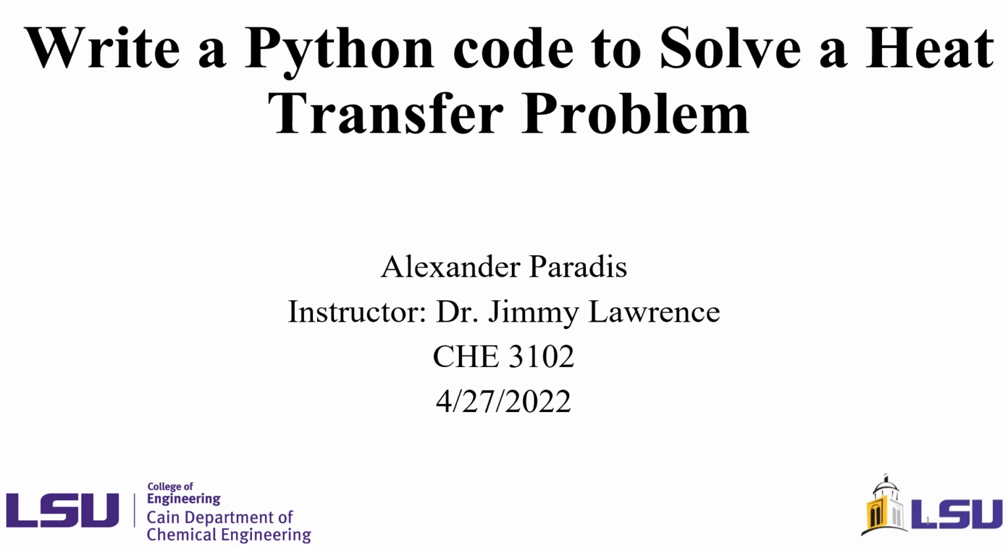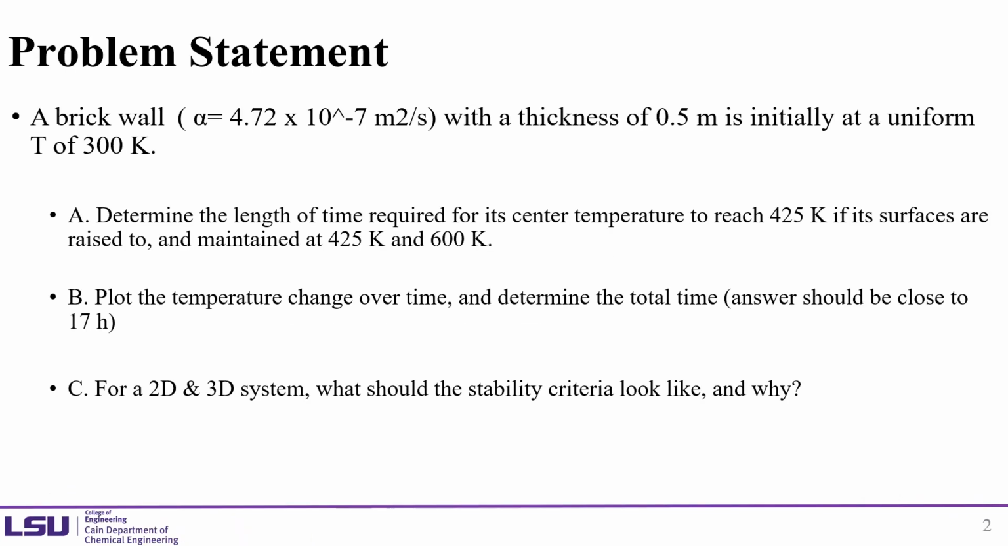I'm Alex Paradis, and my presentation is on writing a Python code to solve a given heat transfer problem. The problem statement for this bonus assignment is a brick wall with a thermal diffusivity of 4.72 times 10 to the negative 7 meters squared per second with a thickness of 0.5 meters, initially at a uniform temperature of 300 Kelvin. It is broken up into 3 different parts.